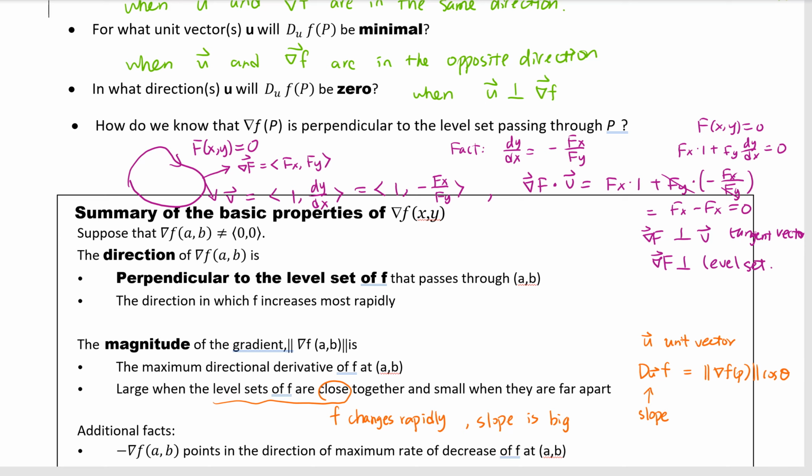So the slope and the length of the gradient are related. That's why the magnitude of the gradient is also big. And if the level sets are far apart, that means f changes slowly and the slope is small. So that's why the magnitude of the gradient field is also small. So far, so good, everybody?